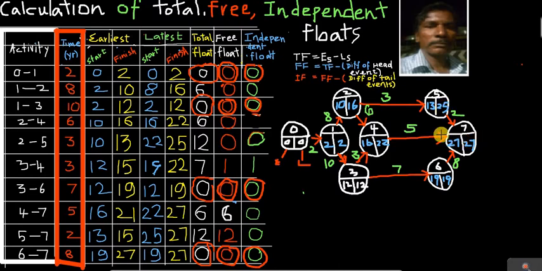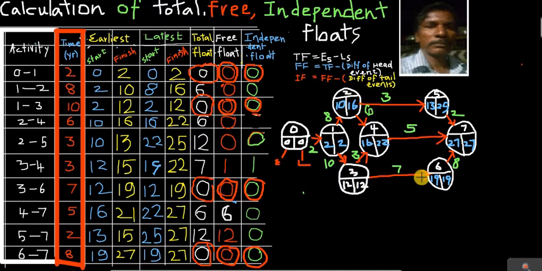Then here 27 minus 5, 22. 19 minus 7, 12. Right, here when we go in the backward pass, we have to write the minimum value. So 25 minus 3 gives you 22, whereas 22 minus 6 gives you 16. So 16 is the least number we have to write here.